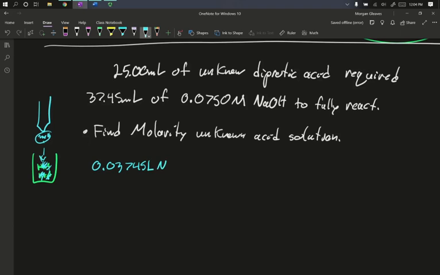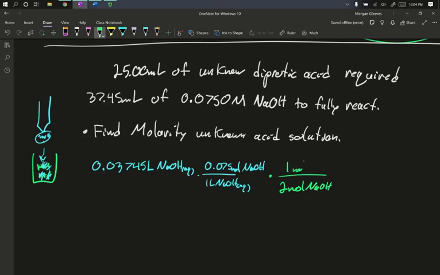0.03745 liters of the NaOH solution. And in every 1 liter of the NaOH solution, there's 0.075 mole of NaOH. It's a diprotic acid, though. So for every 2 moles of NaOH, there must be 1 mole of the H2A. It'll take 2 hydroxides to take off the 2 H pluses.